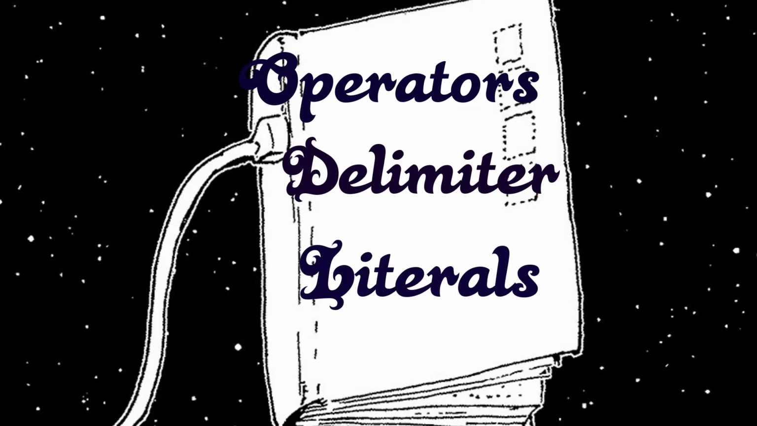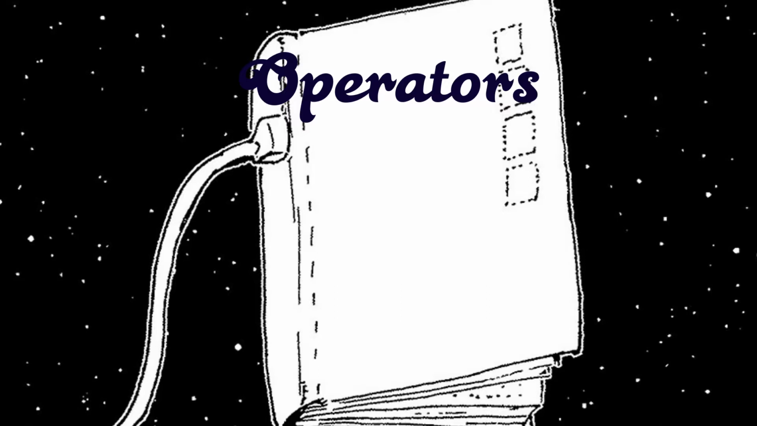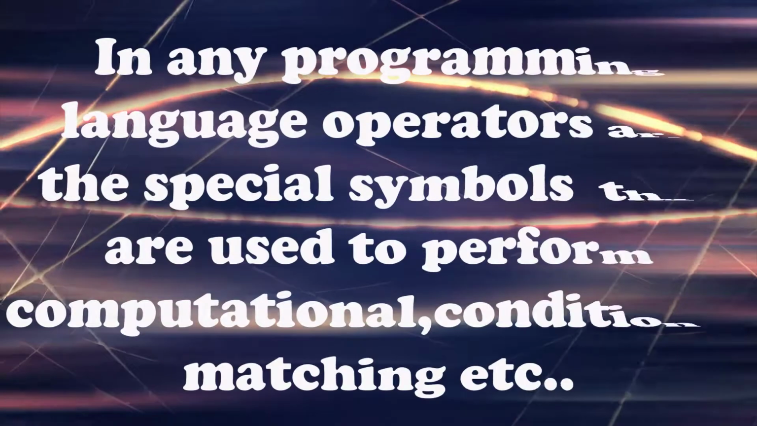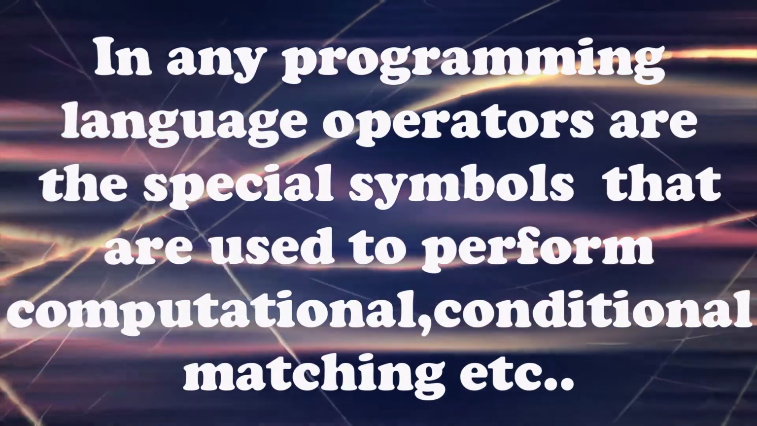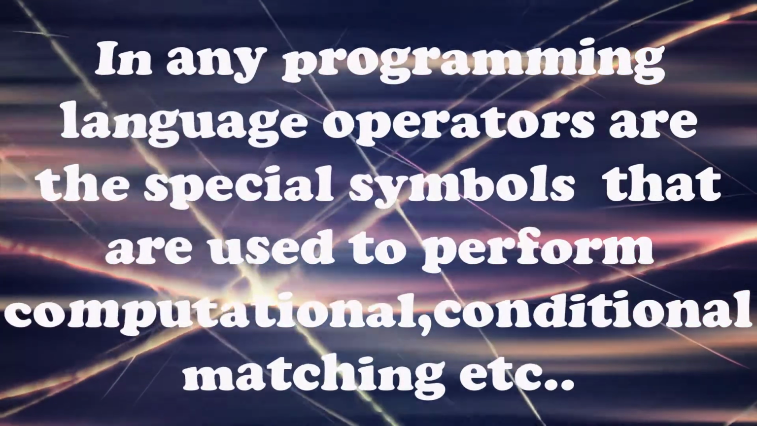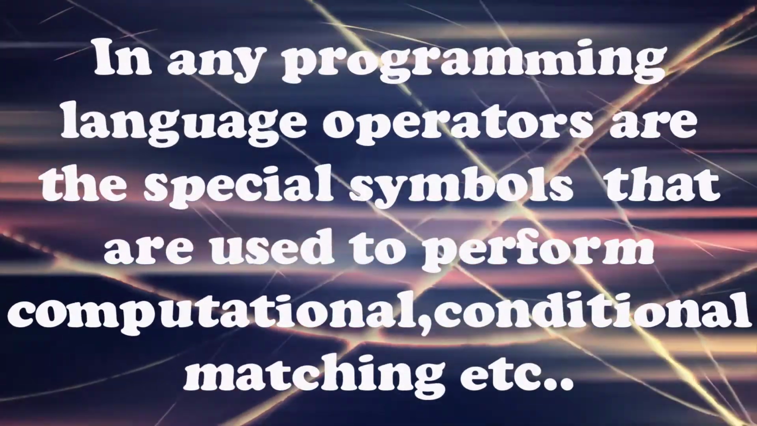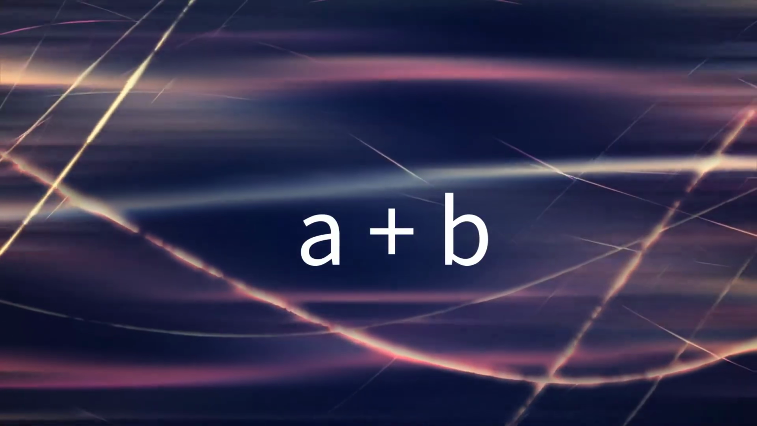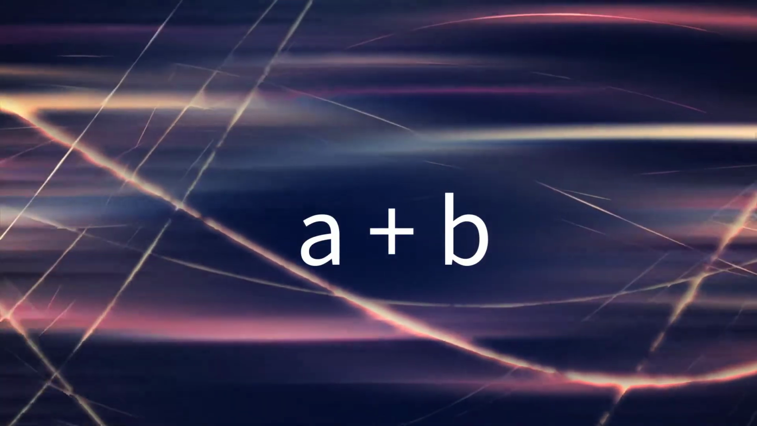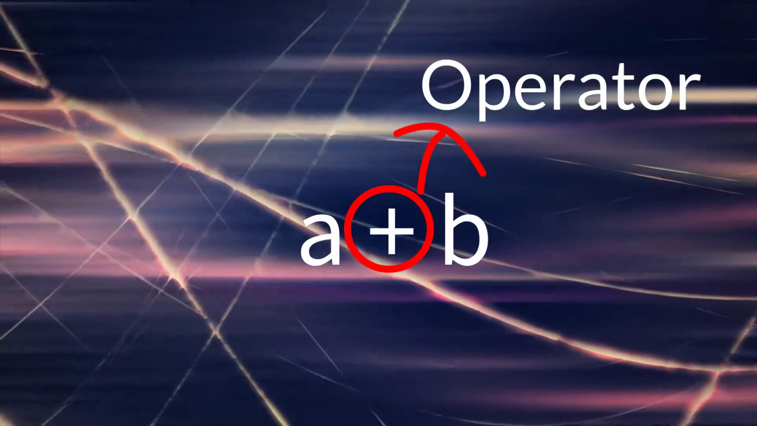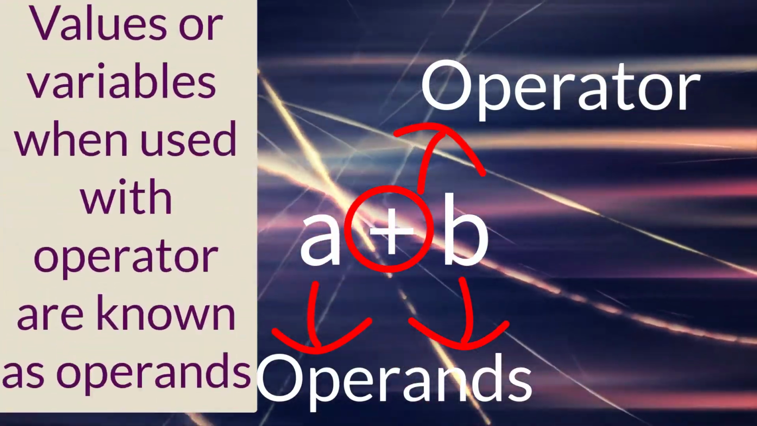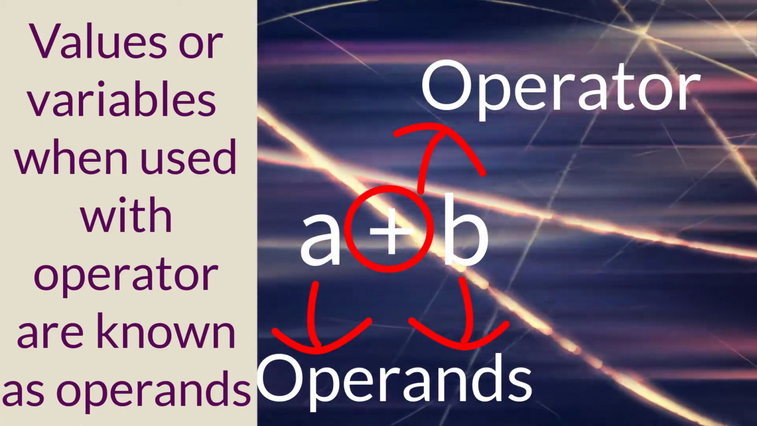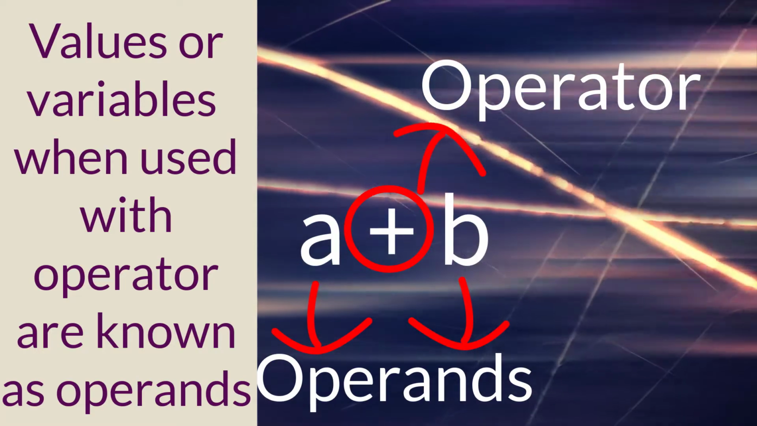First, let's see about what an operator is and types of operators in Python. In any programming language, operators are the special symbols that are used to perform computational, conditional matching, etc. For example, in the expression a plus b, here plus is the operator, a and b are the operands. Values or variables when used with an operator are known as operands.